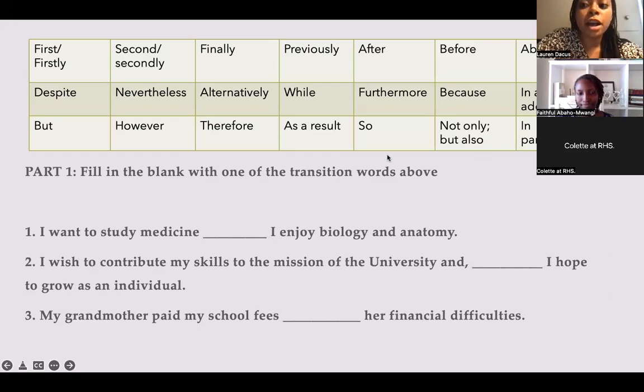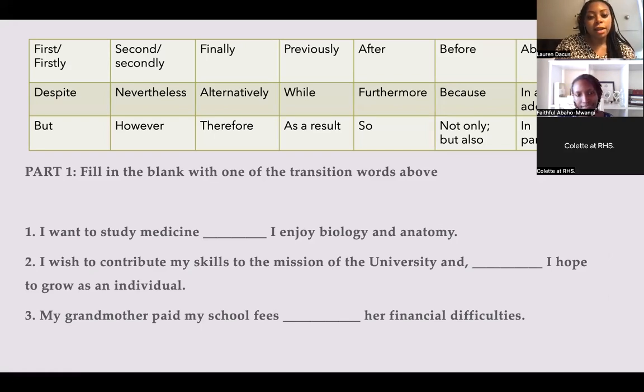Part of the icebreaker, Colette, if you're able to work with us and those who are watching the recording, take a moment to fill in the blanks with the correct answers. You're going to take the transition words listed above and match them. One or two may fit in each sentence, and we'll go over the correct answers. And so I'll read the first sentence aloud, and then I'll allow you time to fill this in.